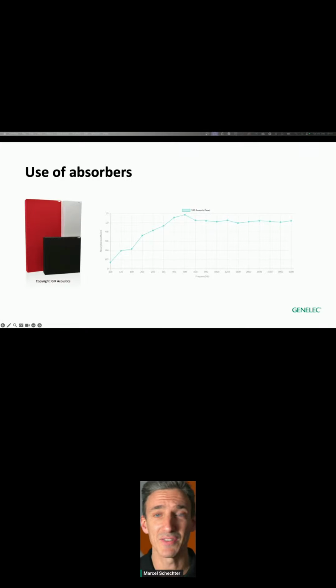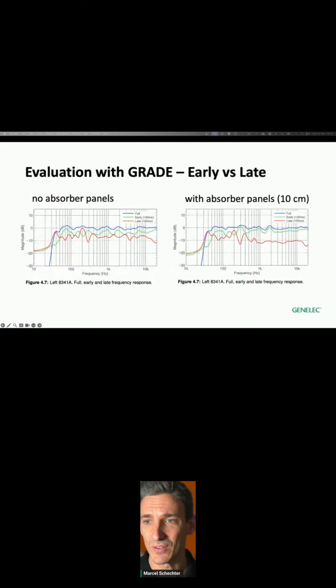I don't want to have something that is, for example, completely absorbing 1 kilohertz and then doing nothing at 2 kilohertz or doing nothing at 800. It should be balanced. Otherwise, it's also just coloring the sound. And this is also something that is easy to evaluate.